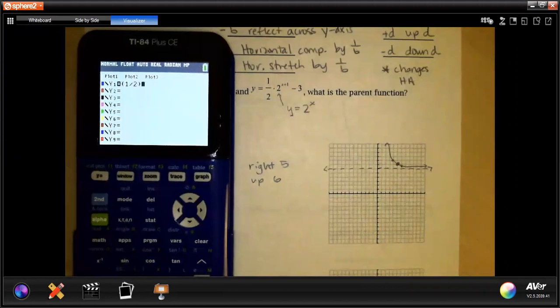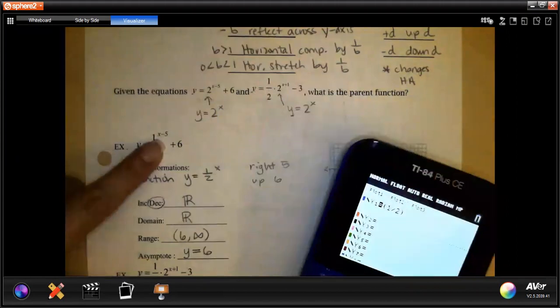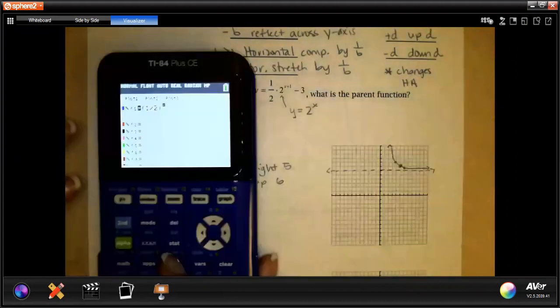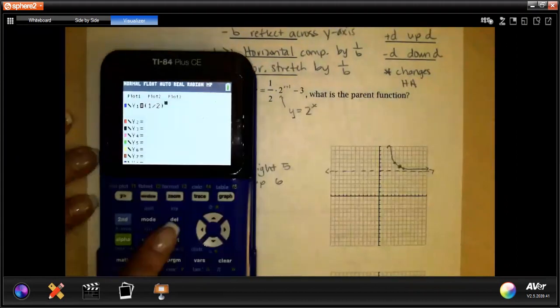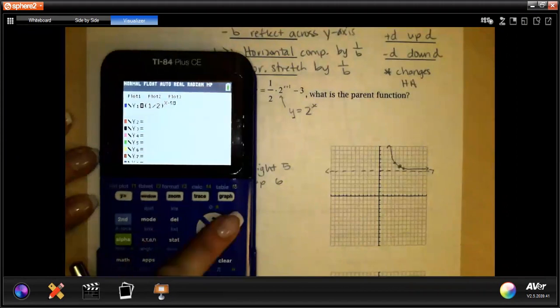We do 1/2, and then we use the caret symbol to get it up to the top. And we want to put x minus 5 and then plus 6. So when I type in the x minus 5, it's going to stay in the exponent. And then I want to use my arrow key to get out and do a plus 6.